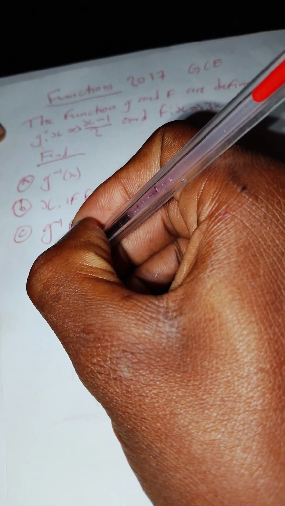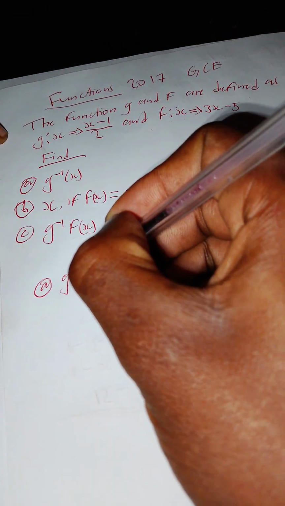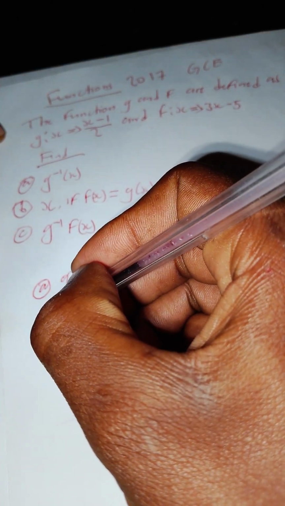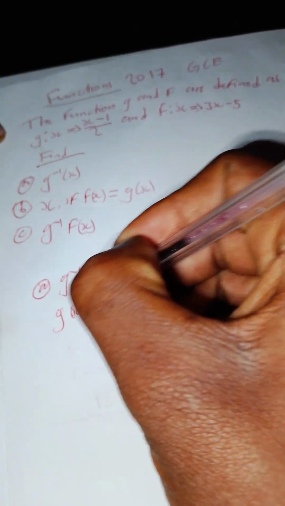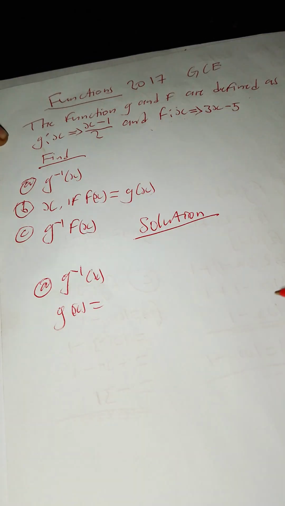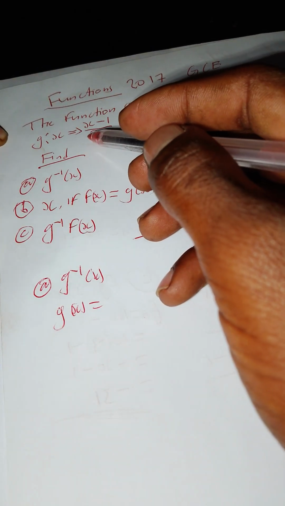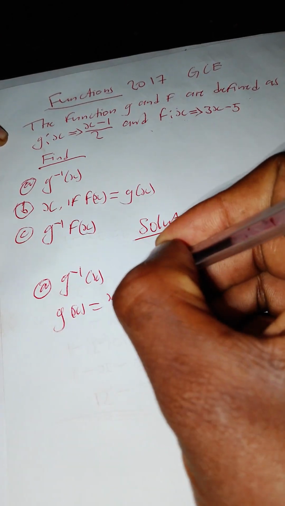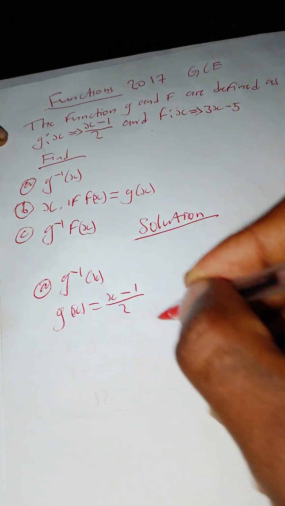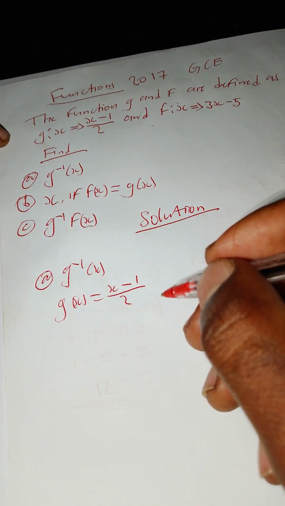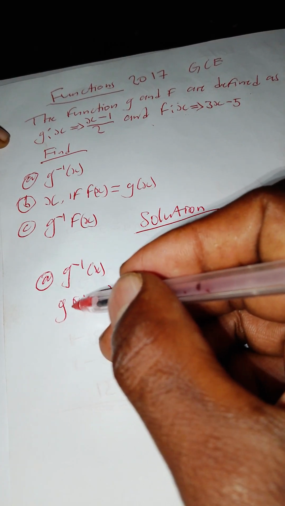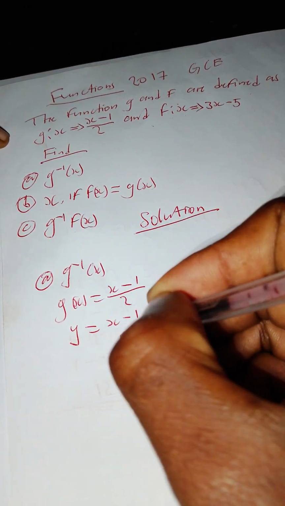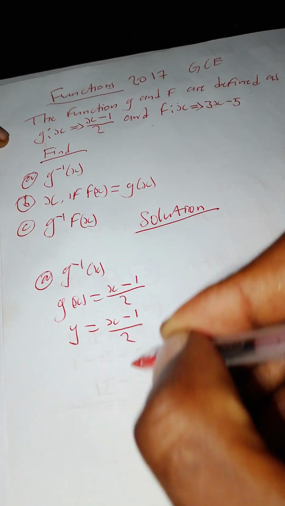So A, they want us to find the g inverse of x. Write the original function of g here. g of x is equal to, where do we find the original function of g? It is here in the question, right over here. So it will be (x minus 1) over 2. Then how do we find the inverse? Replace this expression by y. So y is equal to (x minus 1) over 2.